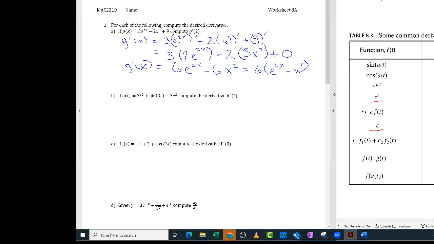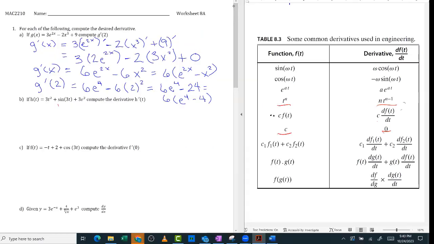And that is my derivative. Now it says compute g prime of 2. Well, g prime of 2, I replace my x with 2, which gives me 6e to the 2 times 2, which is 4, minus 6 times 2 squared, which is equal to 6e to the 4th minus 24, or we could also say 6 times e to the 4th minus 4. And that would be my final answer. Let's go on to the next one.